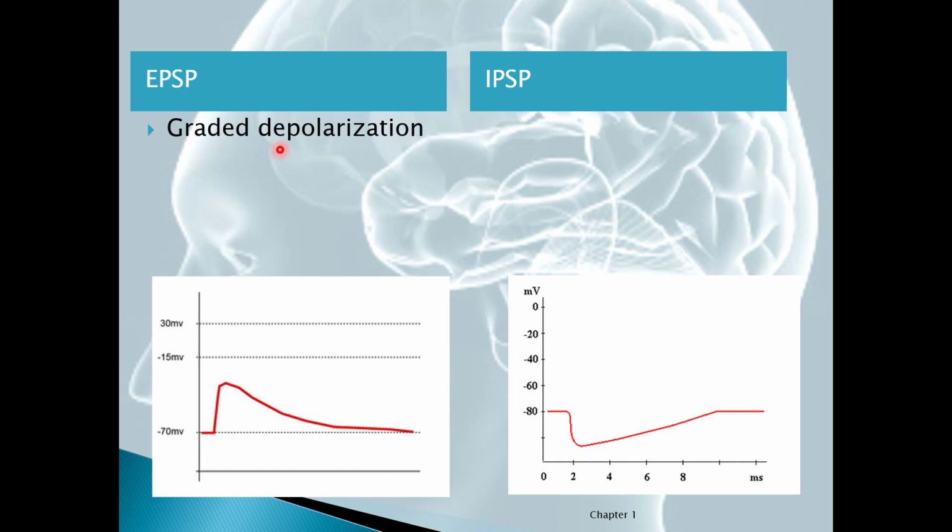So an EPSP is a graded depolarization. Now remember, that term graded means it decays over time and space. It gets weaker the farther away from where it was initiated, and it gets weaker the more time has passed. An IPSP is a graded hyperpolarization. Again, that term graded means it gets weaker over space, so the farther away from where it was initiated, as well as weaker as more time passes.